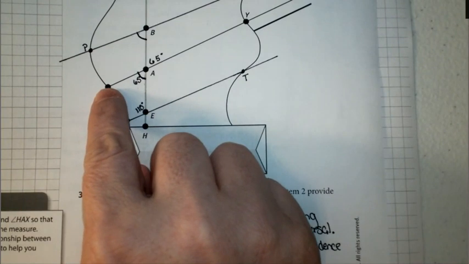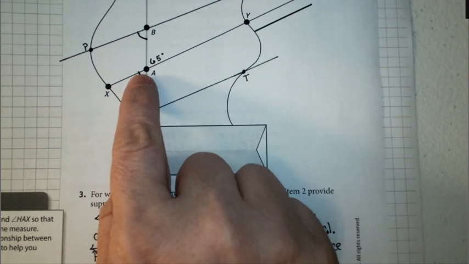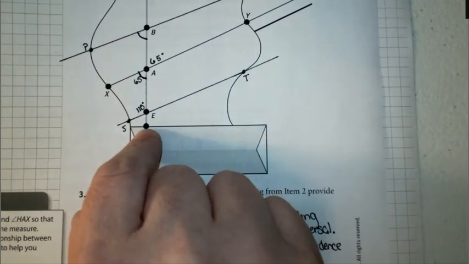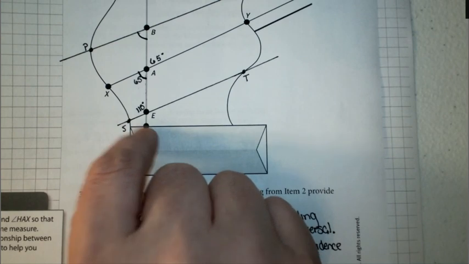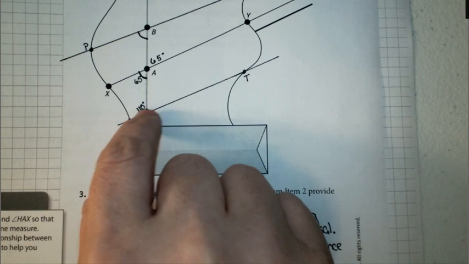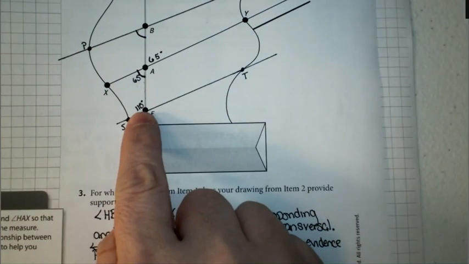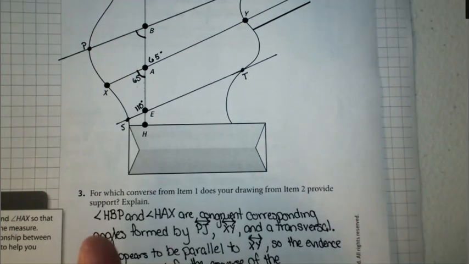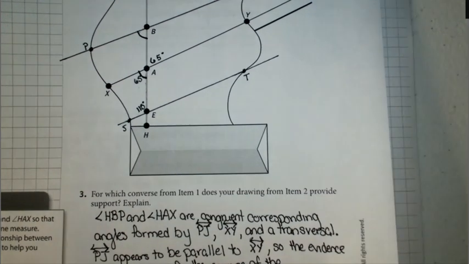I first went back to the original line that was given to me, XY. And I have now created same side interior angles, XAH, which was 65 degrees. We already found that earlier. And SED to be 115 degrees. Now, these two angles are not congruent, but they are supplementary, which means they sum up to 180 degrees.